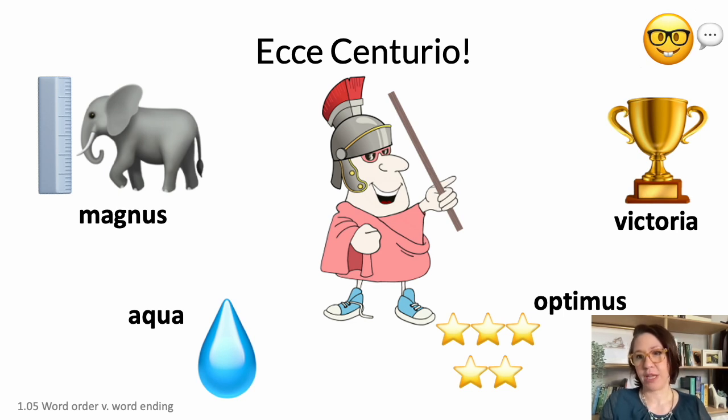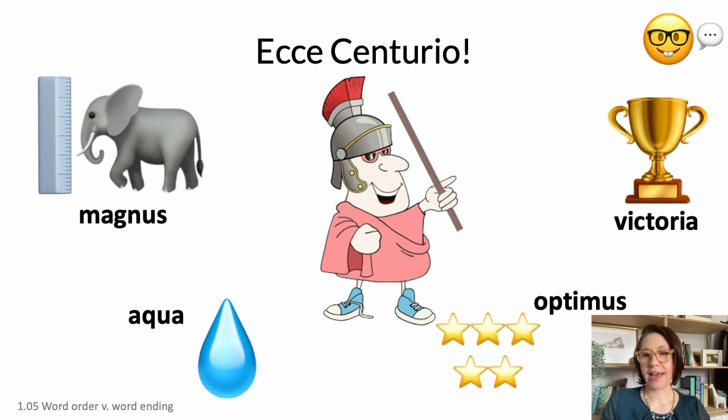This game, which repeats frequently throughout the course, is called Ecce Centurio, or Look at the Centurion. First of all, go around the board and check the class can remember what these 4 Latin words mean. Hopefully the picture clues will also help them. So we've got Magnus, big, Aqua, water, Optimus, best, and Victoria, victory.